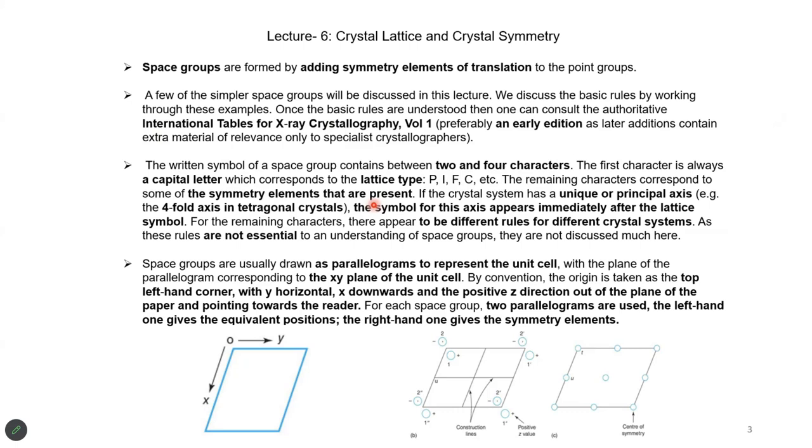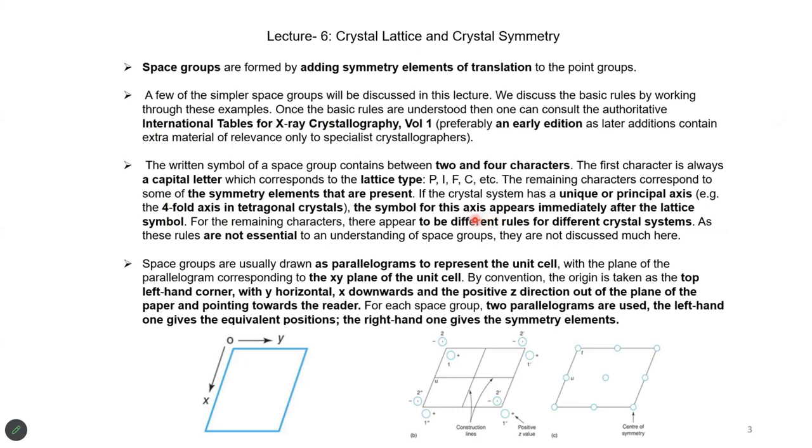Another rule is that if we have a unique or a principal axis of any crystal system, then the remaining 3 characters will be the specific unique axis symmetry elements. For example, tetragonal has a 4-fold axis, a specific one. And therefore, in a tetragonal space group, after the lattice type, we write 4-fold, that is, the 4-fold rotation axis.